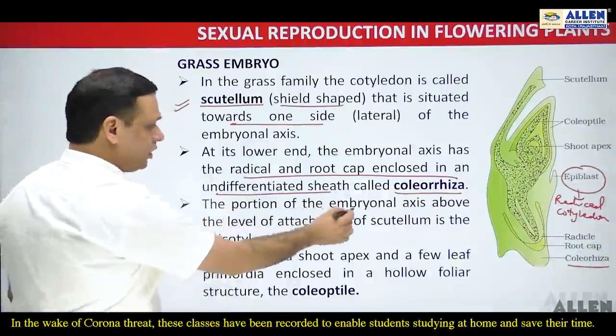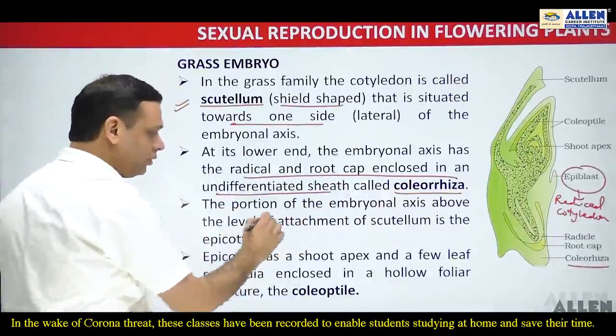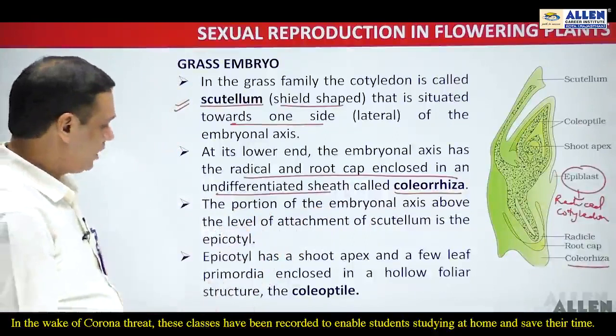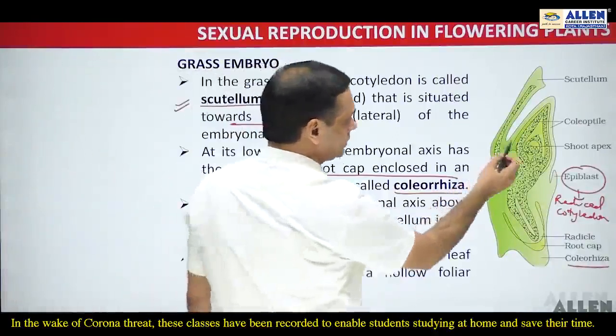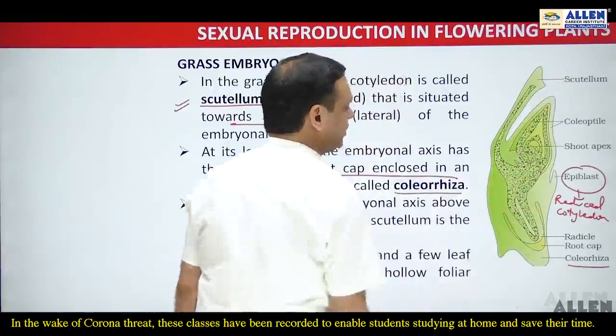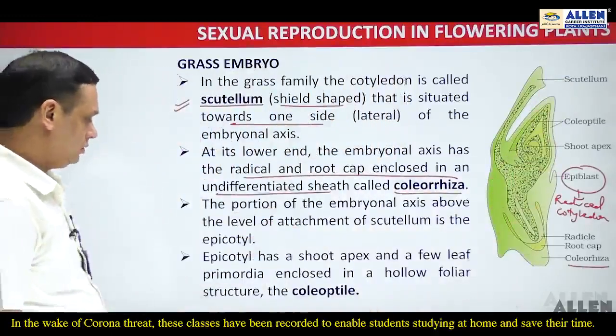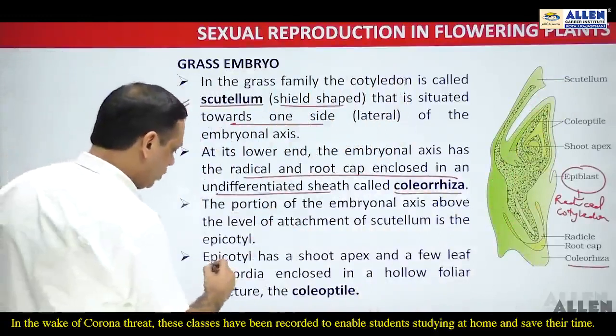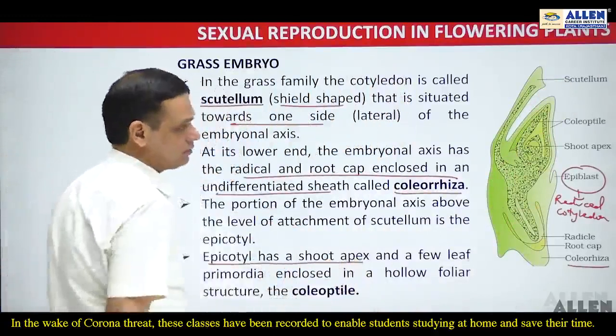Now the portion of the embryonal axis that is above the level of the attachment of scutellum is known as epicotyl. This is the epicotyl, above the level of the cotyledon. Now the epicotyl has a shoot apex.